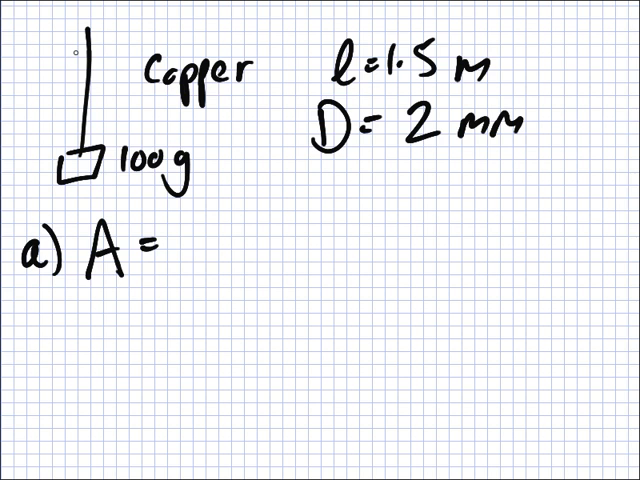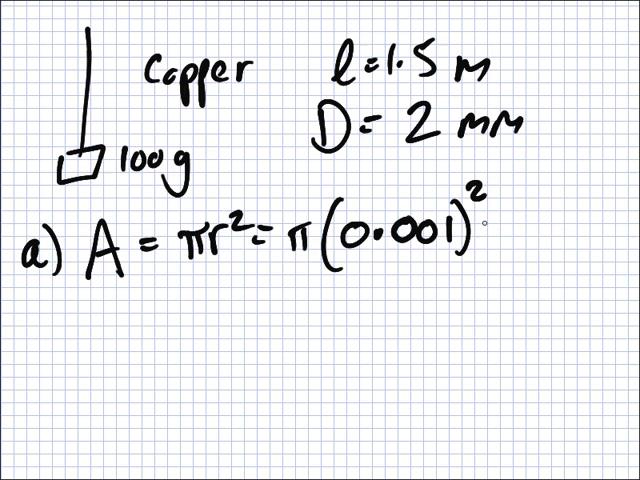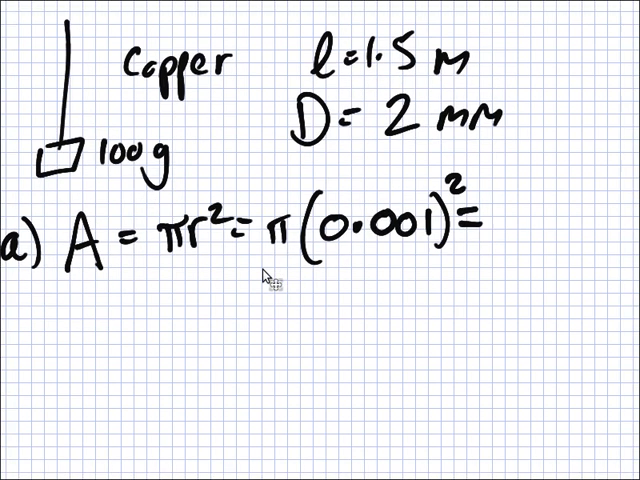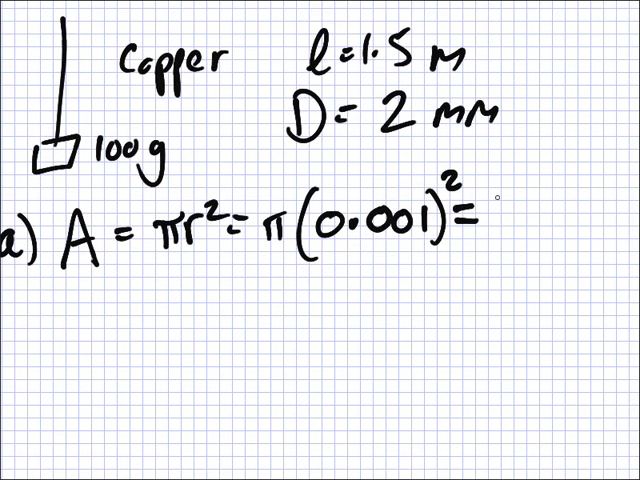So what formula do we need? Pi r squared. What's the r? 0.001, 1 millimeter. 0.001 squared. Right, what's that, please? 3.14 times 10 to the minus 6. Oh yeah, of course it is.